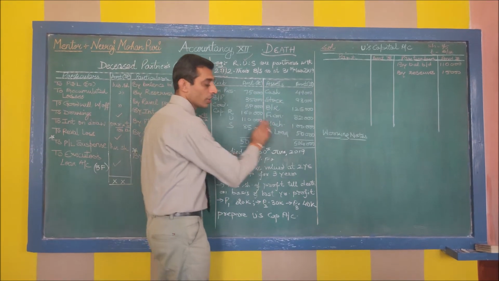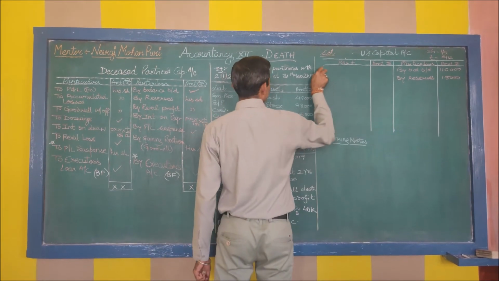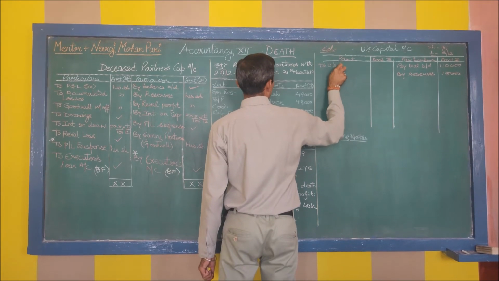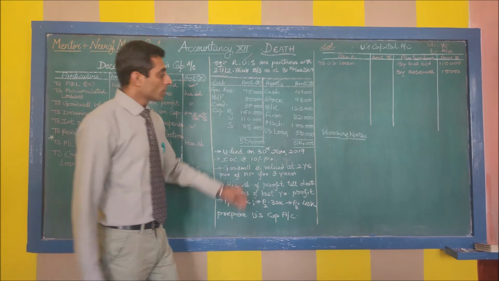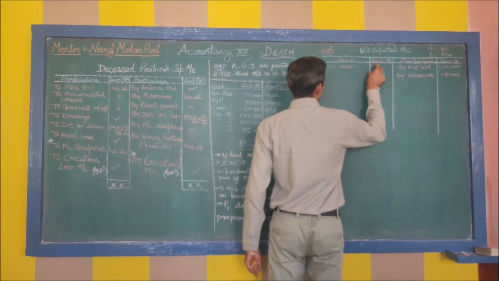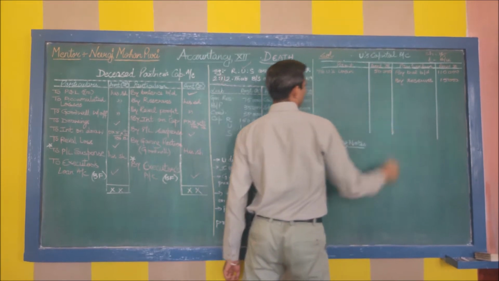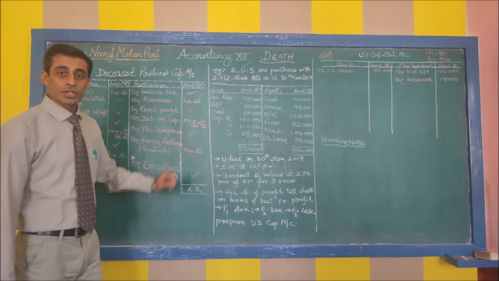Yes, U's loan is given. So U's loan will be transferred to the debit side, to U's loan, which he has taken from the business. The amount is 50,000. This will be copied here. Then adjustments. First adjustment is about interest on capital.